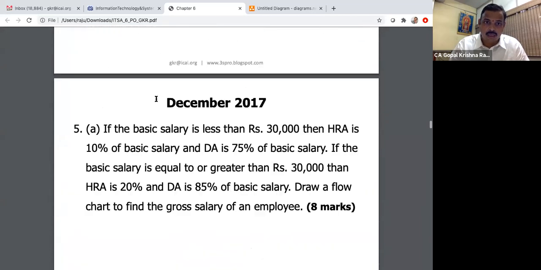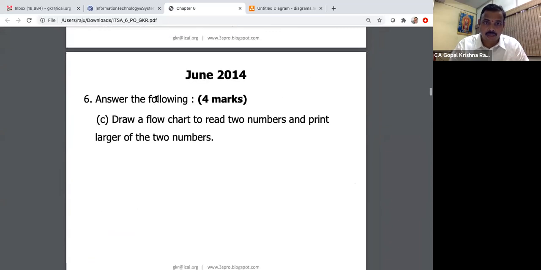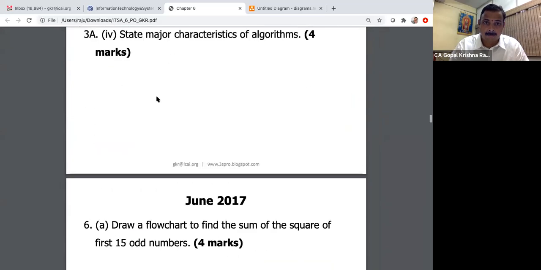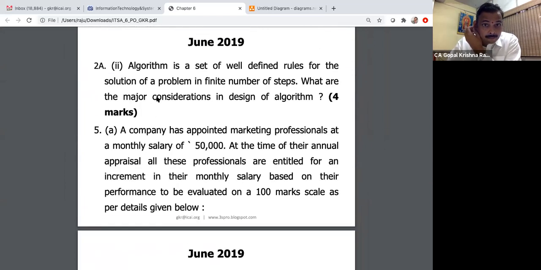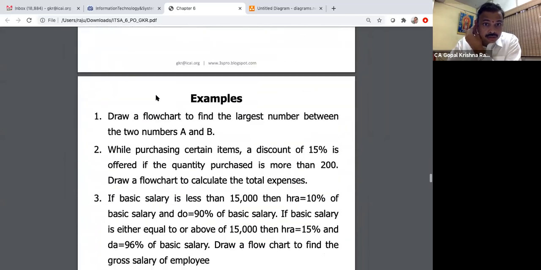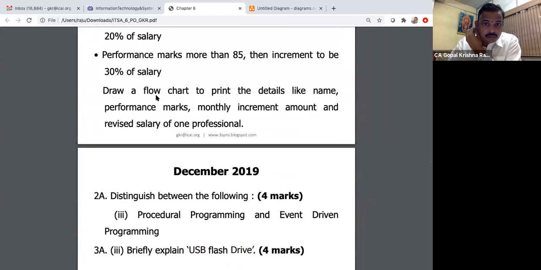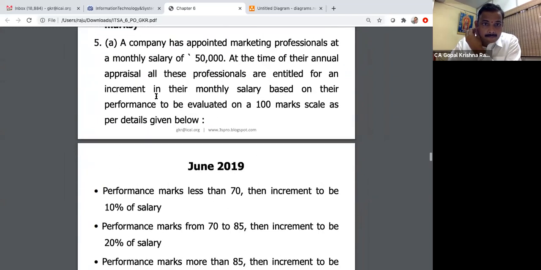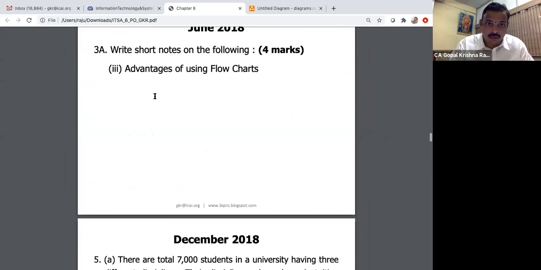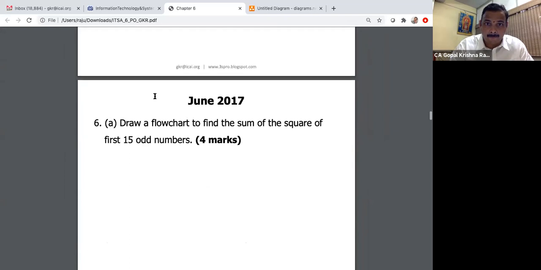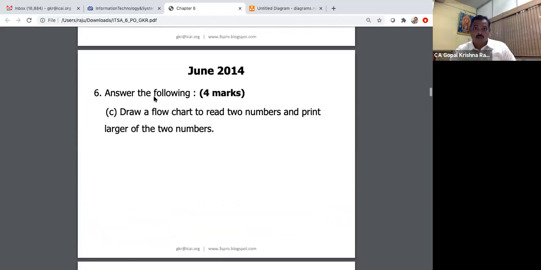Algorithm, advantage, major characteristics of algorithm, machine language. I think somewhere I missed it. Procedural programming, event-driven programming, algorithm. These are all questions. I think there's one more question. What are the major considerations and steps, also advantages? Characteristic is a very popular question. Good. Now, one by one, let me take you.